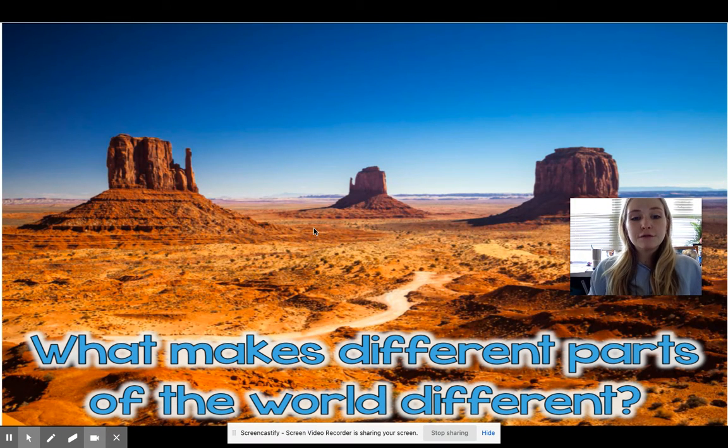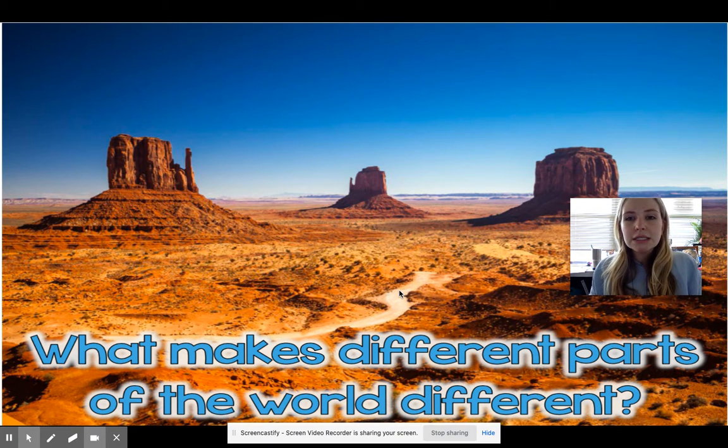What makes different parts of the world different? So let's look at this picture. What do you see? It's the desert. Does it look hot? It looks sandy. It looks dry. Use your imagination. What do you see? And then imagine a rainforest. Both of these places exist on our Earth, right?